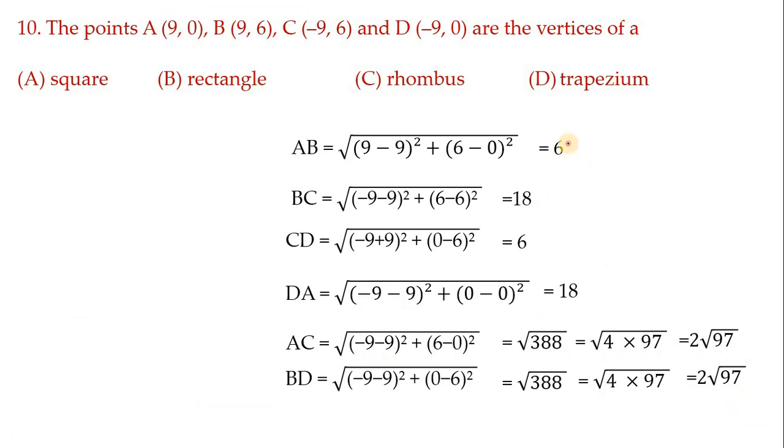See, from all these things we can easily say that opposite sides are equal and diagonals are equal. So when opposite sides are equal and diagonals are equal, it is a rectangle. Therefore option B is correct.